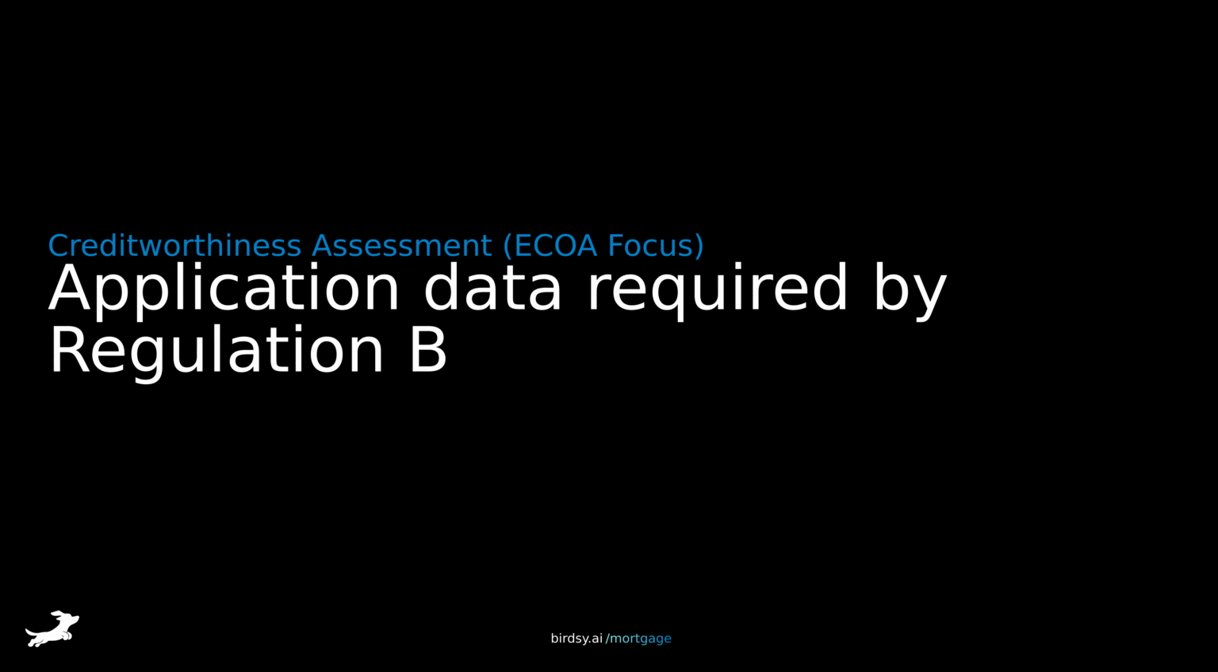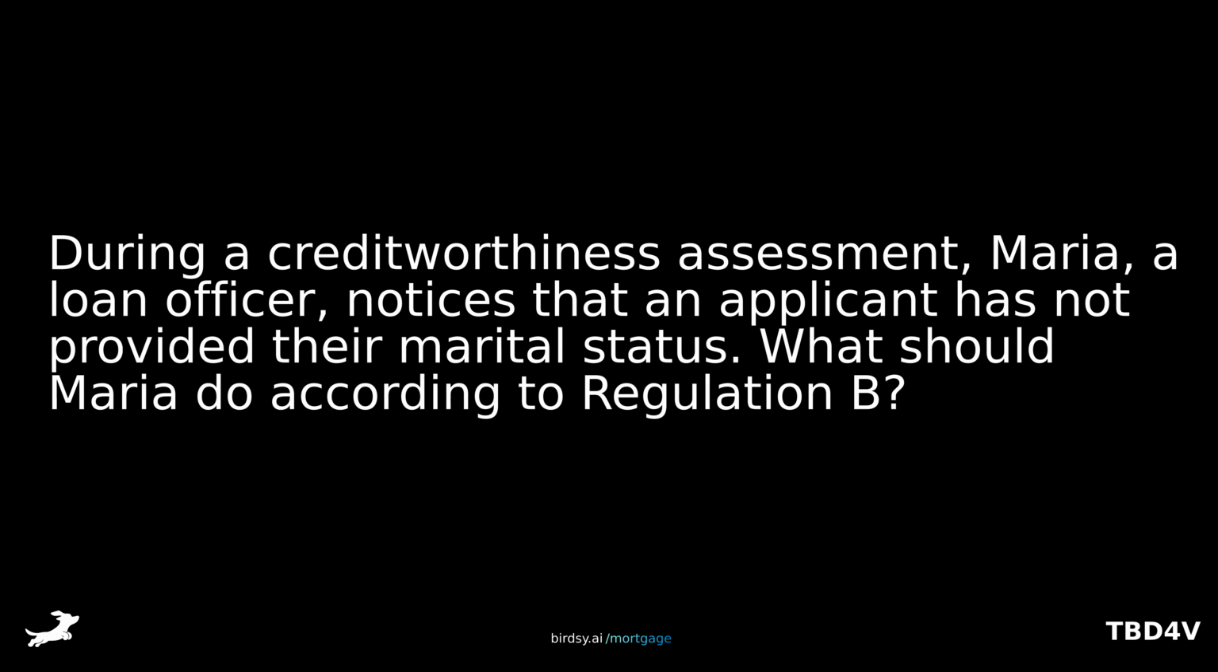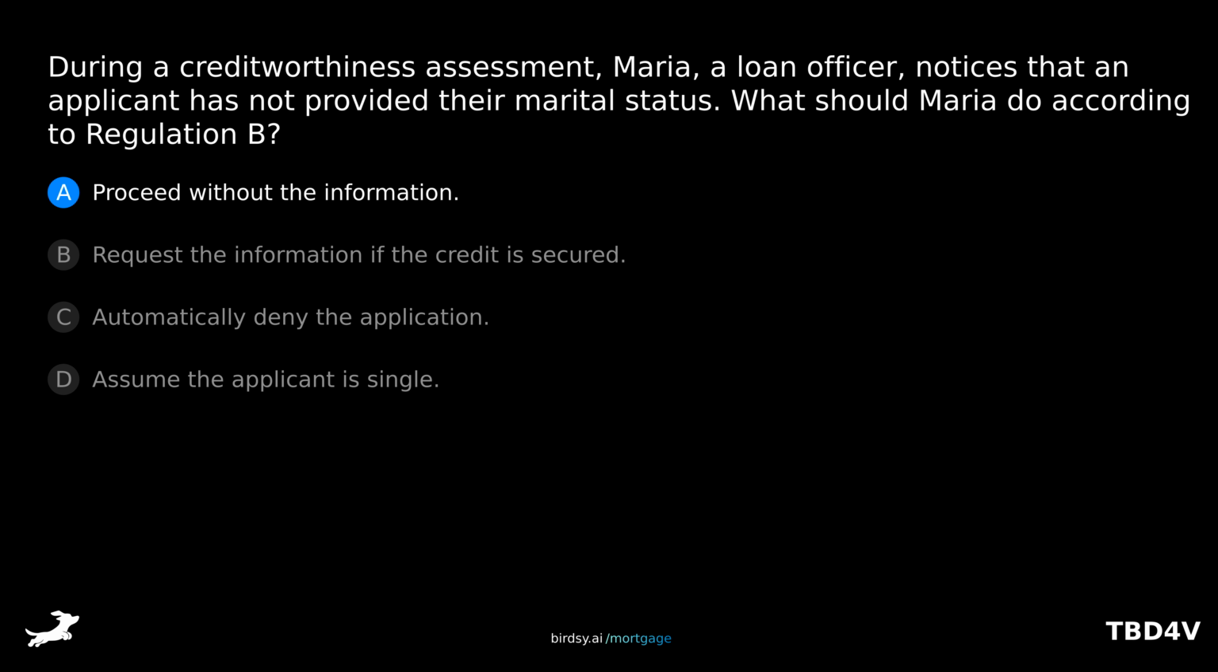Application data required by Regulation B. During a creditworthiness assessment, Maria, a loan officer, notices that an applicant has not provided their marital status. What should Maria do according to Regulation B? Is it A, proceed without the information? B, request the information if the credit is secured? C, automatically deny the application? Or D, assume the applicant is single? The answer is B, request the information if the credit is secured.